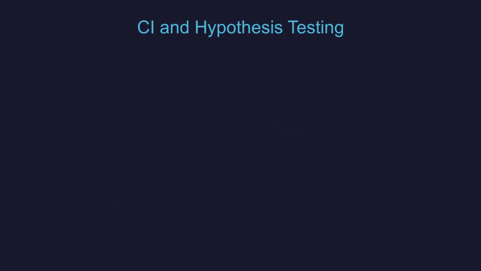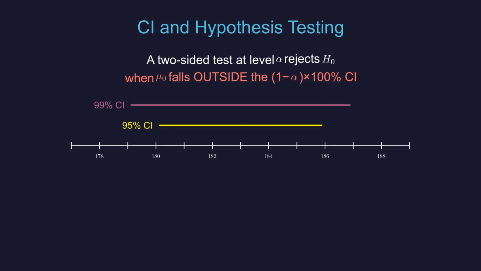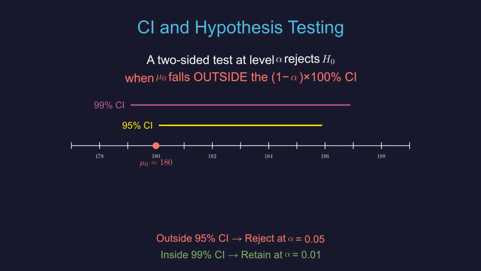Finally, there is a direct link between confidence intervals and hypothesis testing. A two-sided test at significance level alpha rejects the null hypothesis when mu0 falls outside the corresponding confidence interval. For example, H0 says mu equals 180. Since 180 falls outside the 95% CI, we reject at alpha equals 0.05. But 180 is inside the 99% CI, so we would retain the null at alpha equals 0.01.